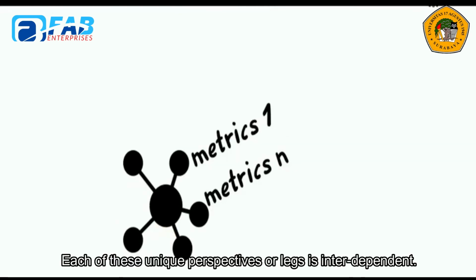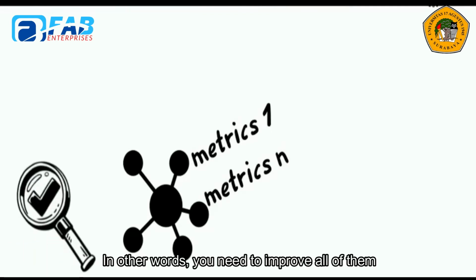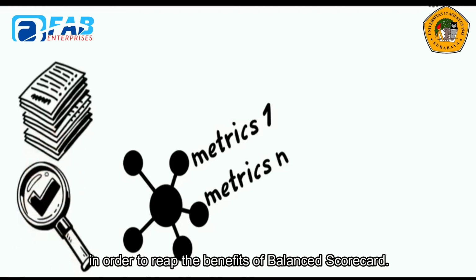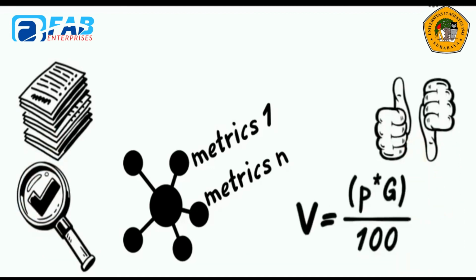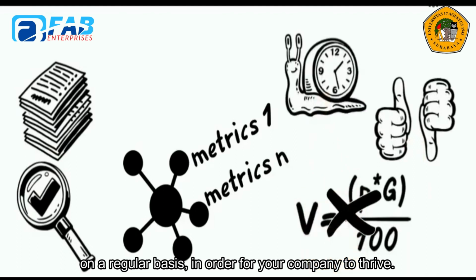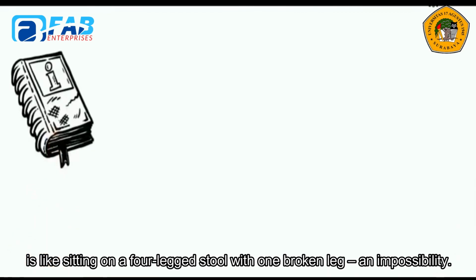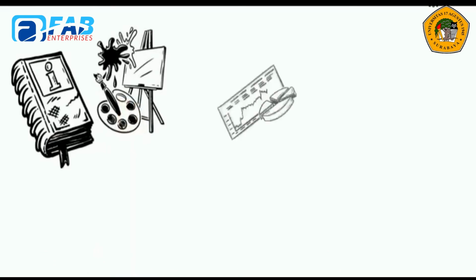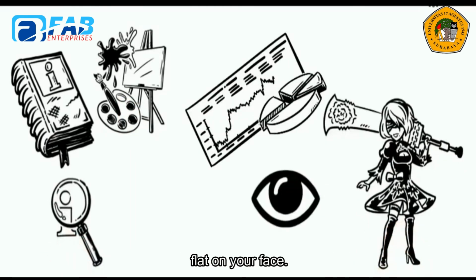Conclusion. Each of these unique perspectives or legs is interdependent. In other words, you need to improve all of them in order to reap the benefits of the balanced scorecard. Hence, these four legs have to be analyzed and improved together on a regular basis in order for your company to thrive. Ignoring one of these legs is like sitting on a four-legged stool with one broken leg, an impossibility. You will eventually lose your balance and fall to the ground flat on your face.